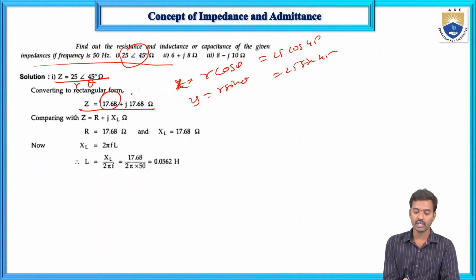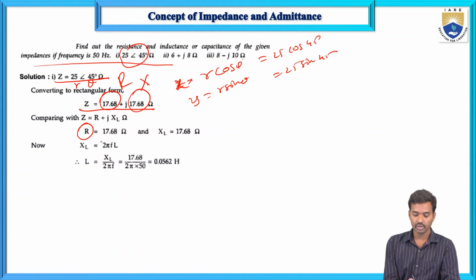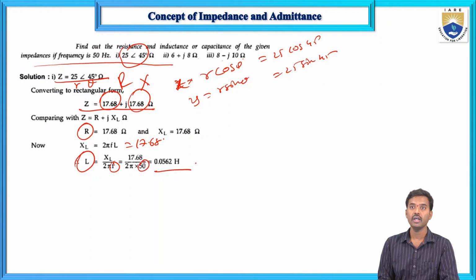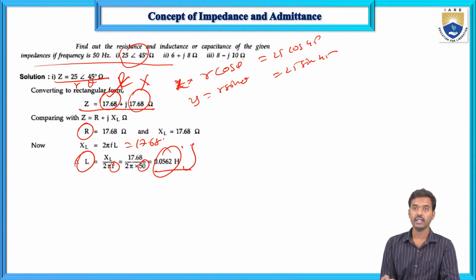So this is 25 cos 45 and 25 sin 45, that is R cos theta and R sin theta, and this one is 17.68 and 17.68. This value is the resistance and this one is the reactance. Here this one is the same, comparing. This is the reactance, that is 17.68. So now XL equals 2 pi fL, where f is 50. If you substitute in this, you will get the inductance value. This is the resistance and this one is the inductance value.